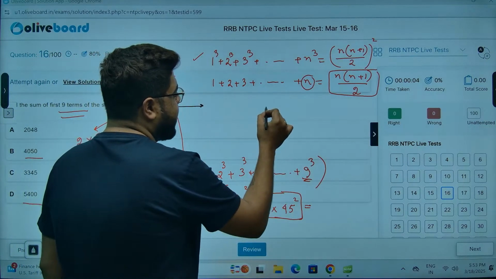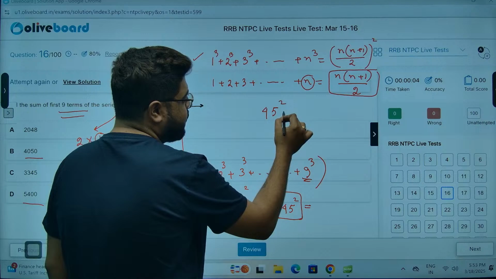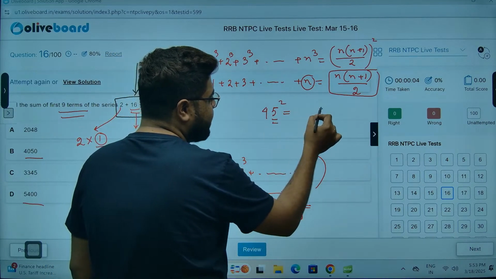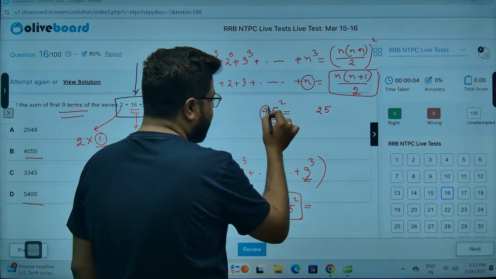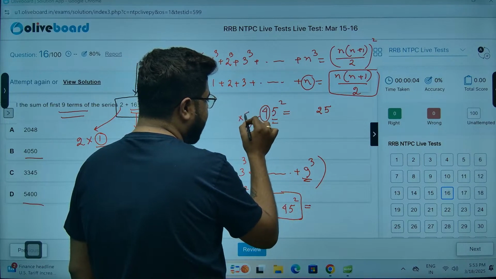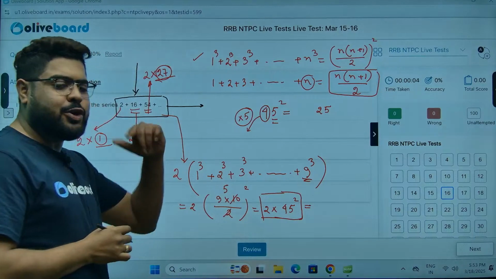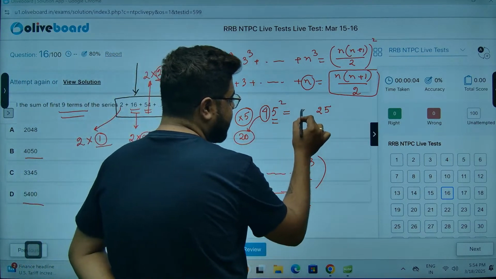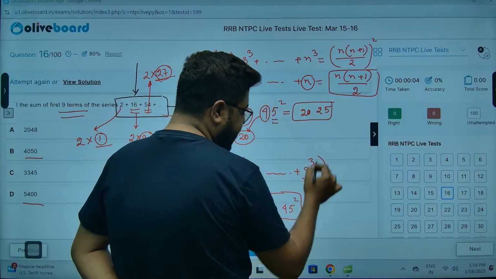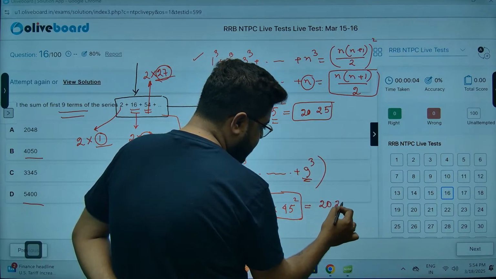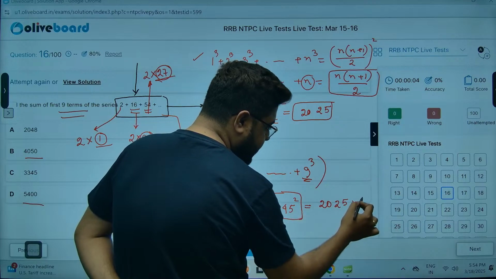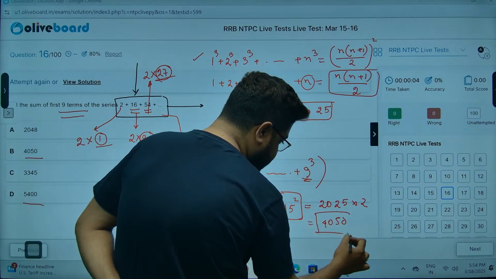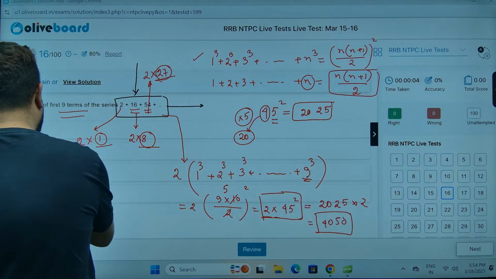So 45 square. For any number ending in 5, figuring out the square is very, very simple. How to do that, sir? Take the square of 5, sir, 25. This is 4. What is the next number to it? Sir, 5. Multiply that. Next number to 4 in the number series. 4 into 5 is 20. Put it there, sir. That is your square, sir. 2025. Sir, times 2 is there, sir. That means 4050 is your answer.